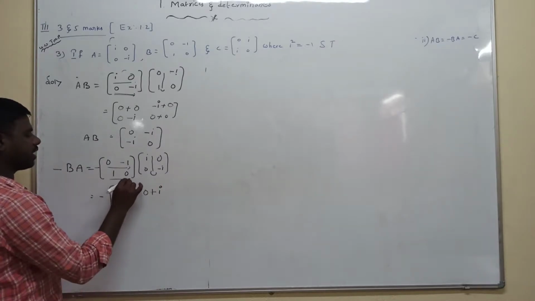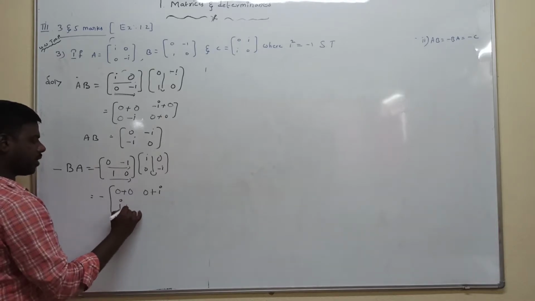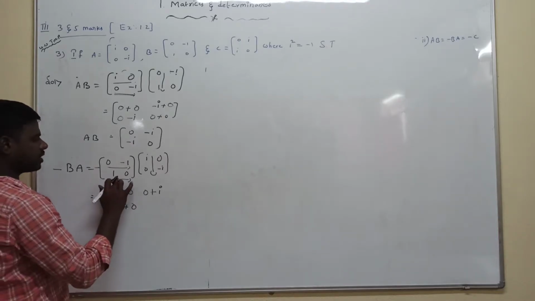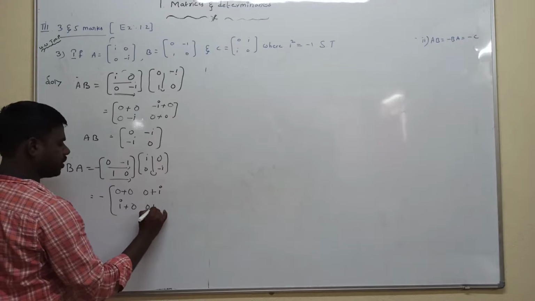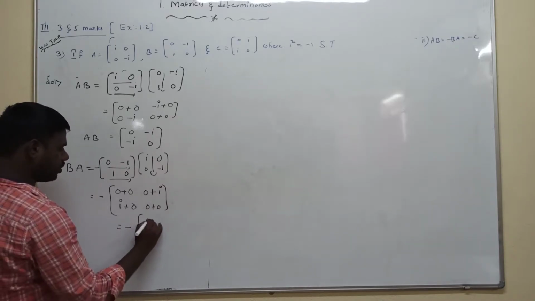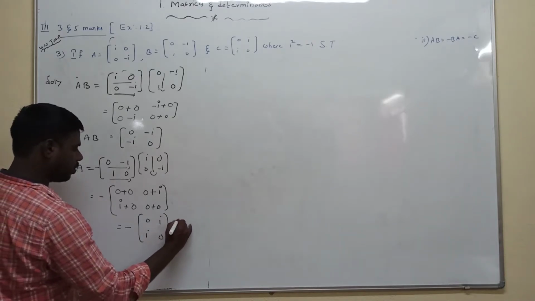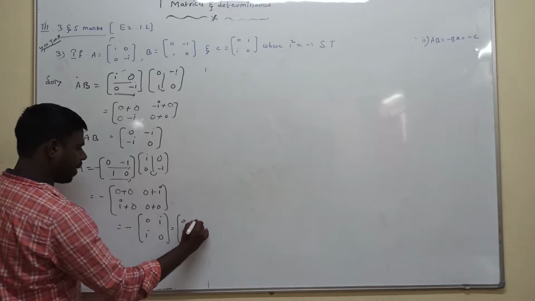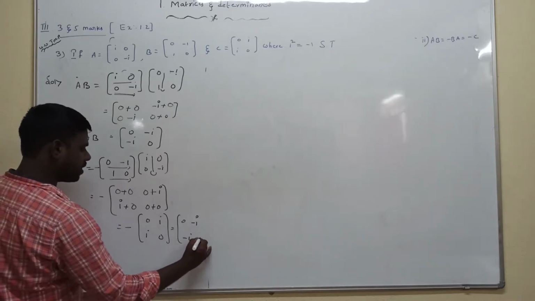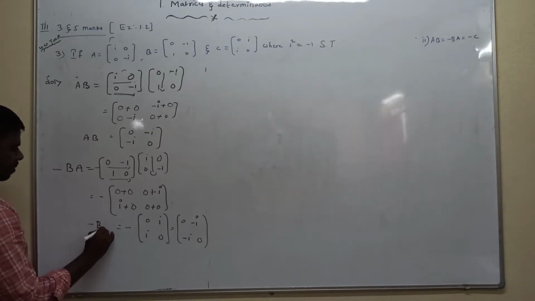Next the product with the second row, first column: 1 into I is I plus 0 into 0 is 0. Next, 1 into 0 is 0 plus 0 into I is 0. So now minus into [0, I; 0, 0], product with negative, we got [0, -I; 0, 0]. Finally we got the AB value and the minus BA value.